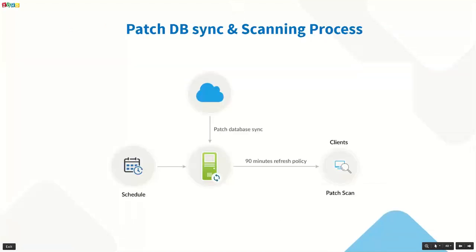Patch database sync and scanning process. Based on the schedule, the Desktop Central Server will reach out to the online patch database to collect the latest vulnerability information. Once the sync process is completed, based on the 90-minute refresh policy that we have discussed earlier, for the next 90 minutes, any machines from John's IT environment which are reaching out to Desktop Central Server will have a patch scan performed automatically.